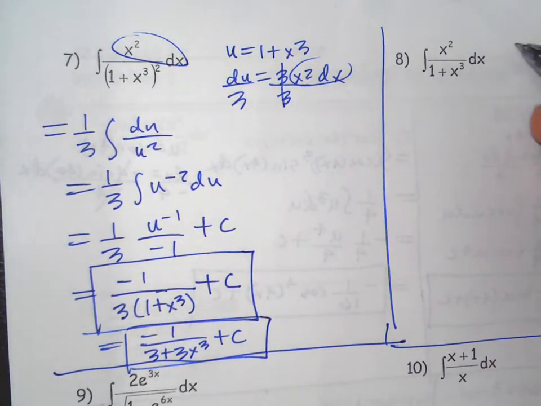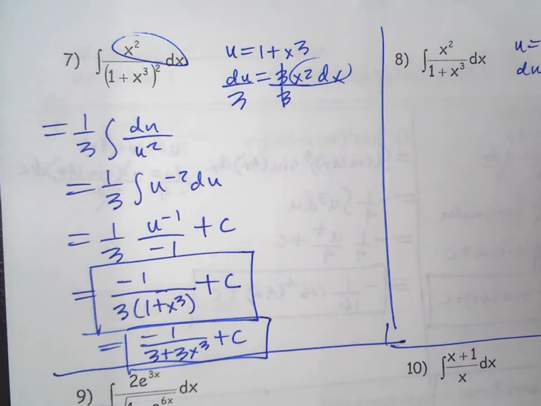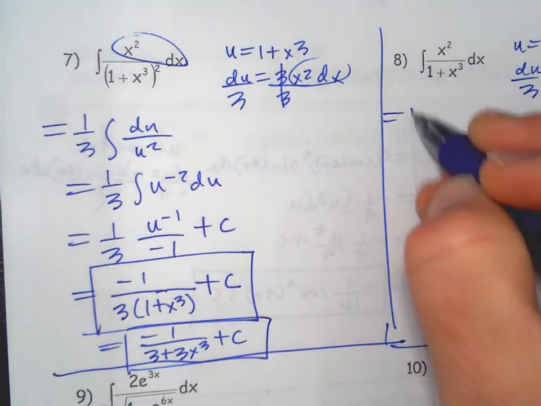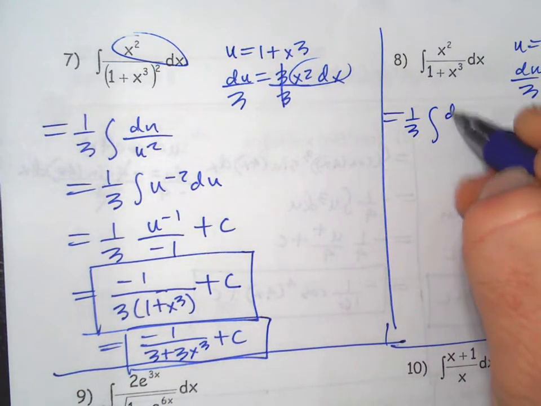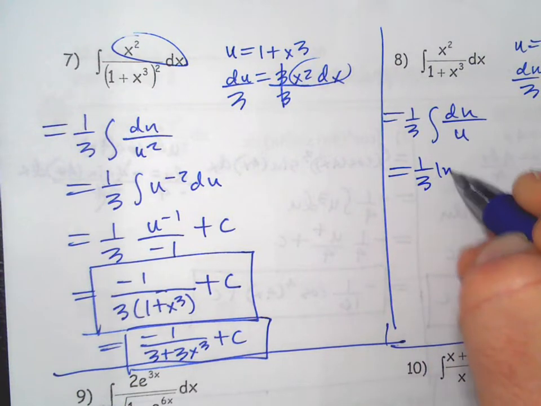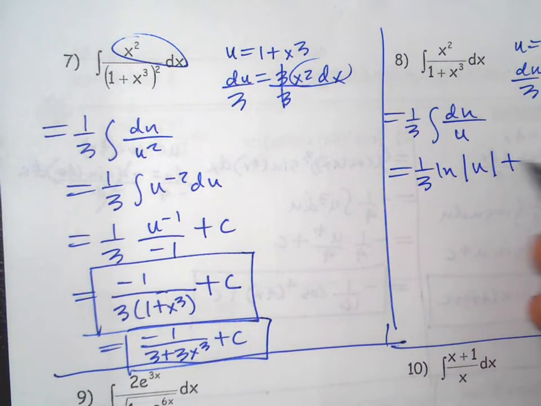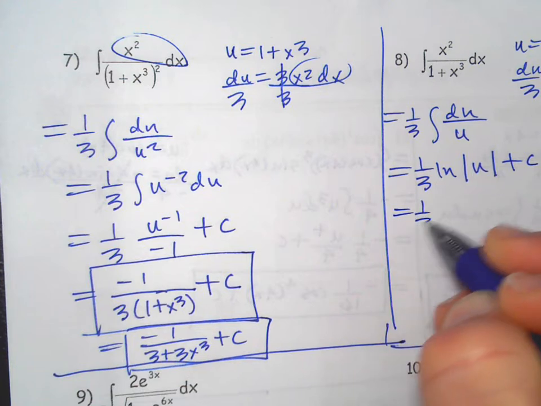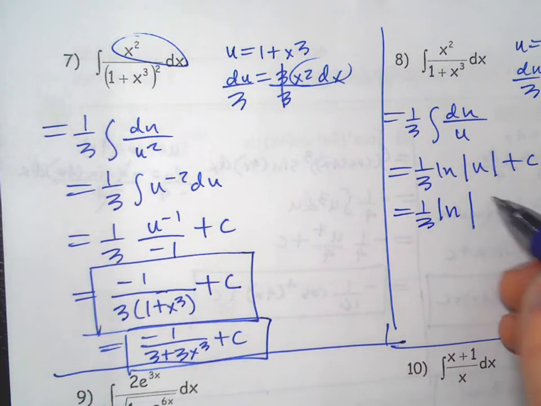Next one, just try the denominator first. Du equals 3x squared dx. Perfect. Don't want the 3. So this is going to be 1/3 du over u. This one's going to be natural log. 1/3 natural log the absolute value of u. Better have absolute values. Plug back in what u is: 1 plus x cubed, plus c.